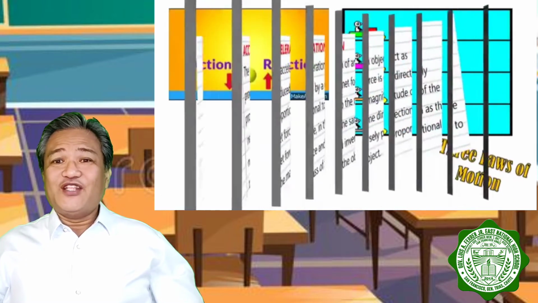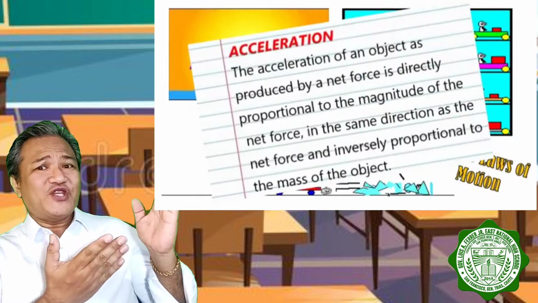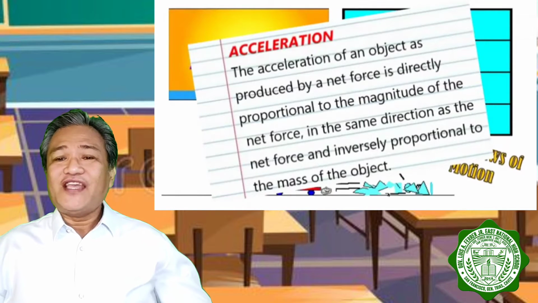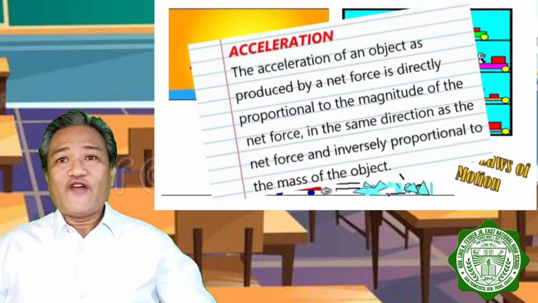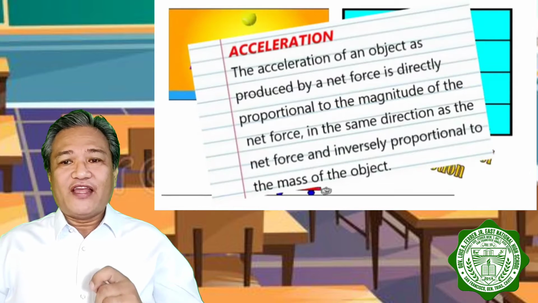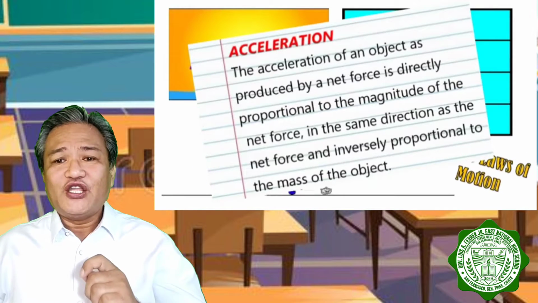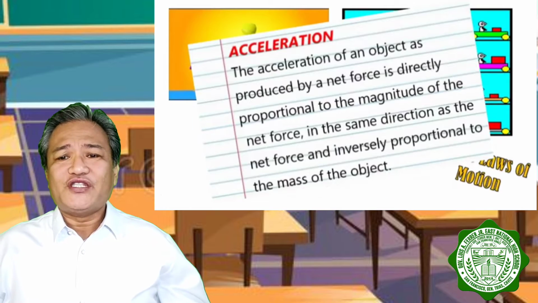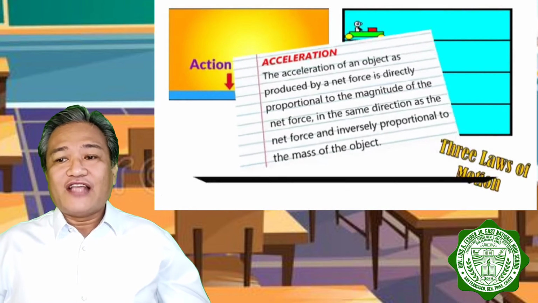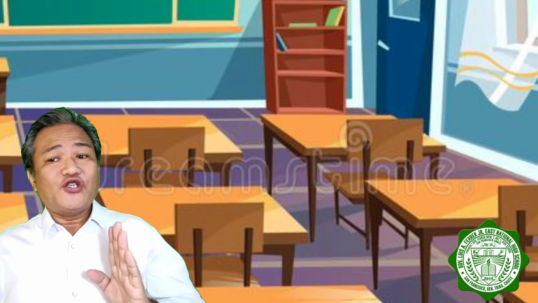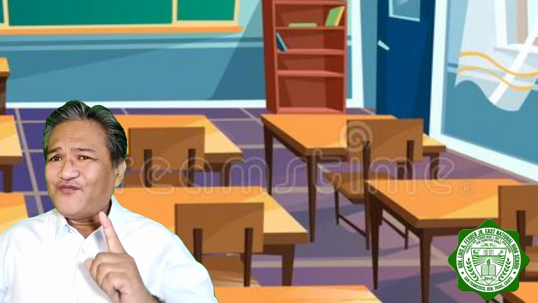And what about the second law? The law of acceleration. The law of acceleration states that the acceleration of an object as produced by the net force is directly proportional to the magnitude of the net force in the same direction as the net force and inversely proportional to the mass of the object.